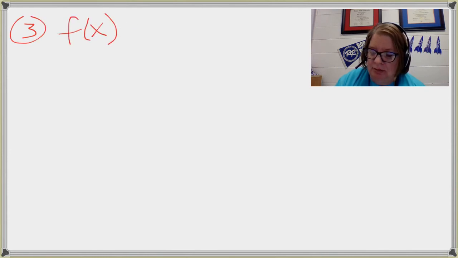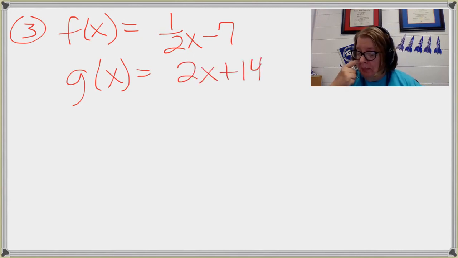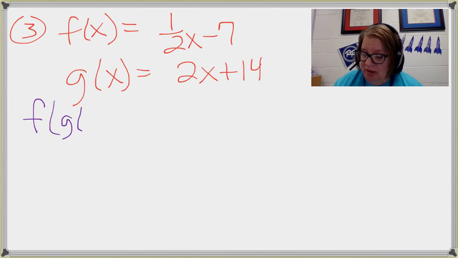Here we go. This is number 3 on your paper. You have f of x equals 1/2 x minus 7. g of x equals 2x plus 14. Now, the question again in the direction says, are these inverse functions? One way to determine that is to use composition of functions. So I'm going to find f of g of x.